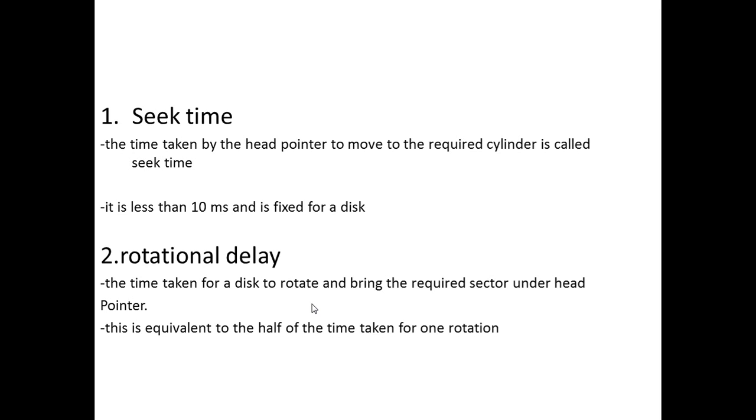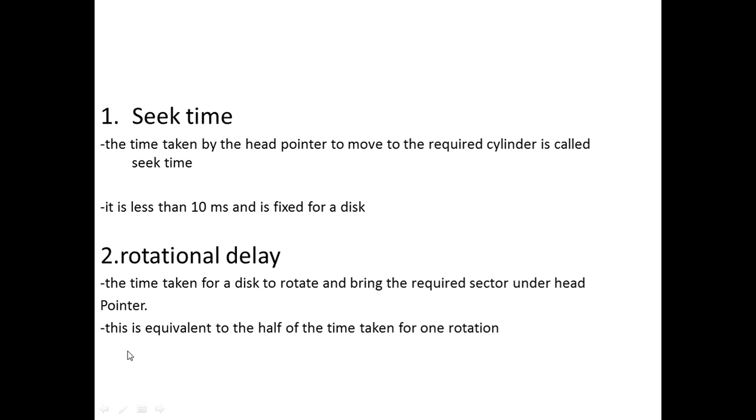The first type of delay is seek time. What is seek time? The time taken by the head pointer to move to the required cylinder is called seek time. So as we saw, the first step in transferring data is to send control signals to the disk through the disk driver to read or write data into a given sector of a given cylinder. So the time which head pointer takes to move to the required cylinder is called seek time, and its value is never more than 10 milliseconds, and this is fixed for a particular disk.